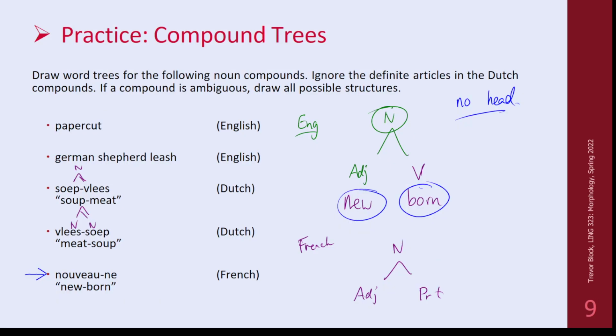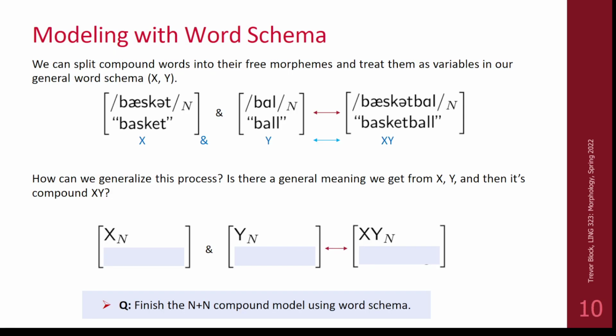Now, I want to go back to this slide, modeling with word schema, because we can do it. I just want to show you how we do it. Whether or not you like this, that's up to you, but this is how we can do it. We can take individual components, our lexemes and our compounds, and give them their own entries. So we have an entry for basket here, and we have an entry for ball. And we can say that the combination of those two with and can alternate with the word form where both of them are together. So we get basketball. So a general form is like x and y corresponds with xy.